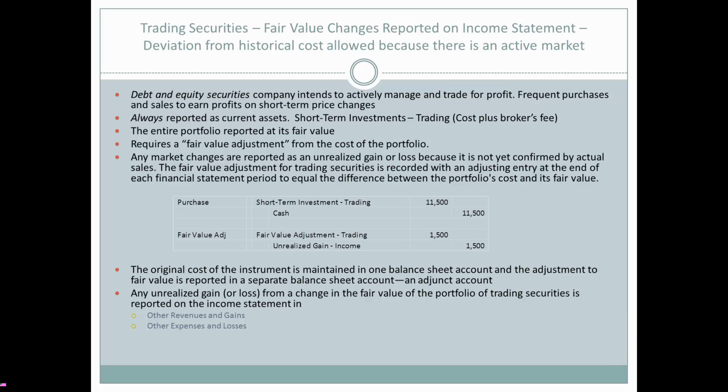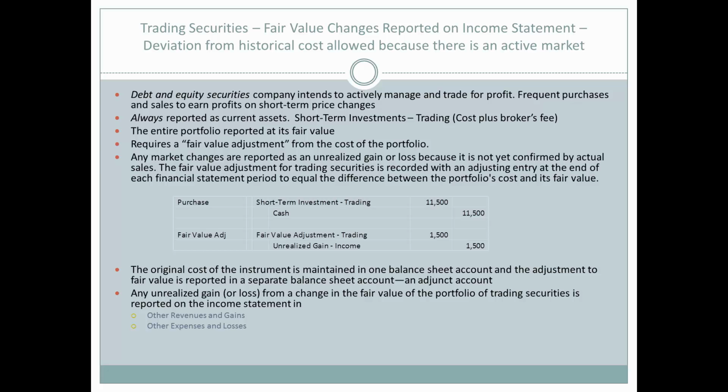So they're always reported as current assets, short-term investment trading, and they're recorded at cost plus a broker's fee. The entire portfolio is reported at its fair value. So you don't look at individual securities, you look at the entire portfolio. It requires a fair value adjustment from the cost of the portfolio, because rarely will the cost of the portfolio be the exact same price that you will see in the market.